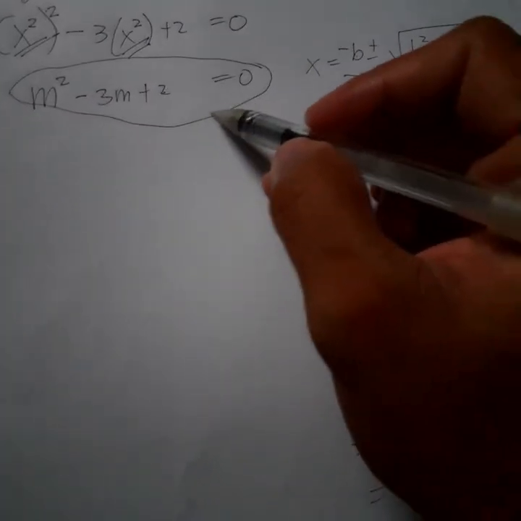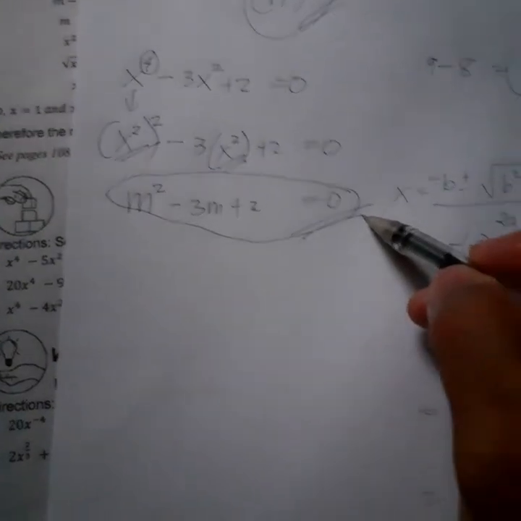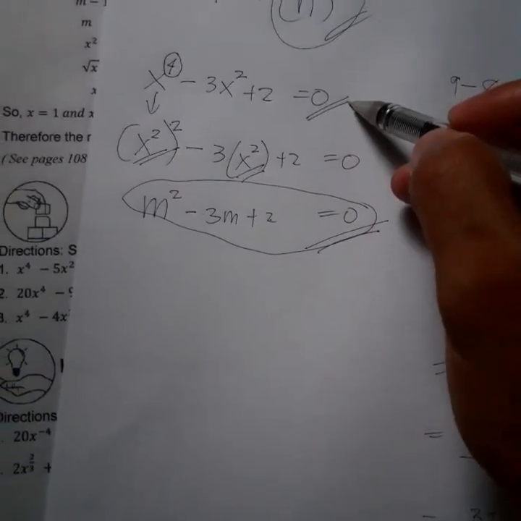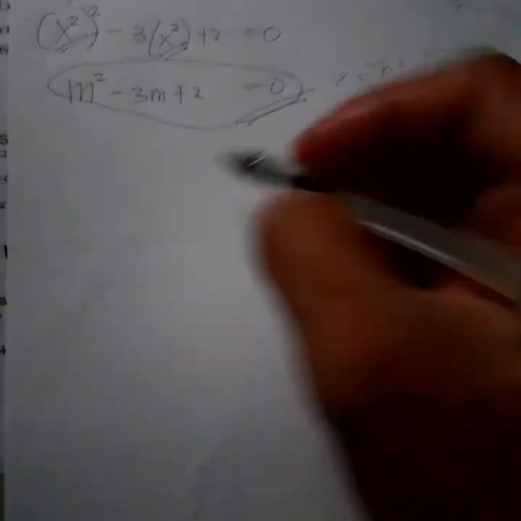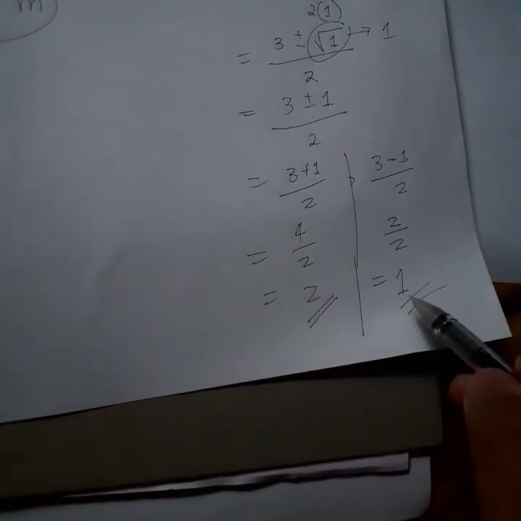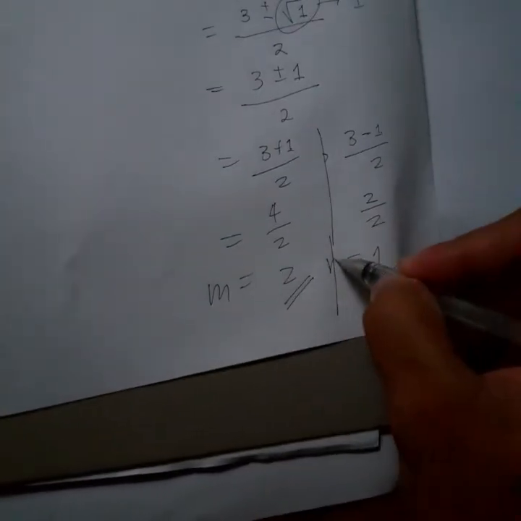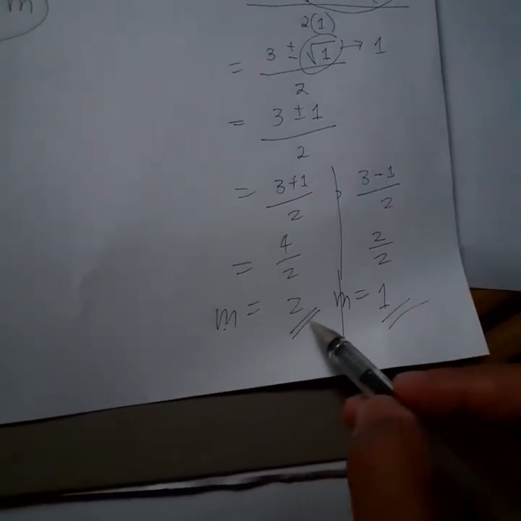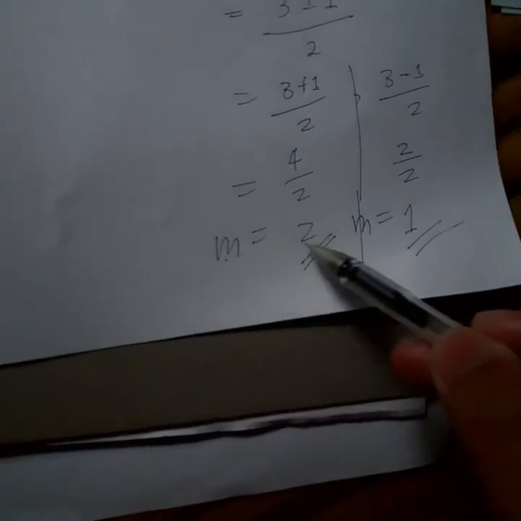Since 2 and 1 are only the roots of this equation in m, they are the roots or solutions of this equation, but next, we're going to find the roots in the original equation. Since we know that x squared is equal to m, we're going to use these roots as our m. M is equal to 2 and m is equal to 1.